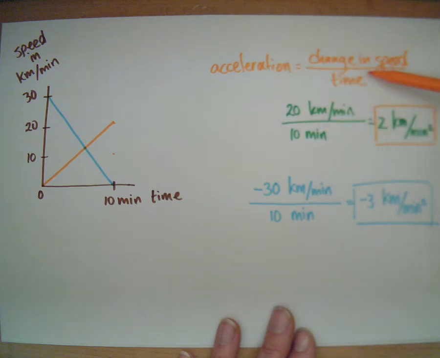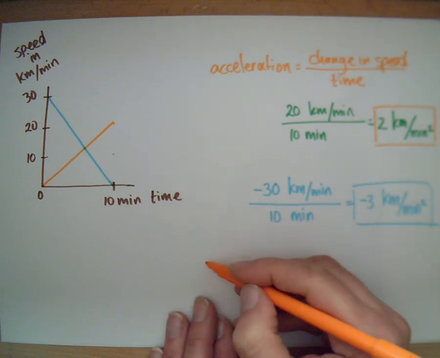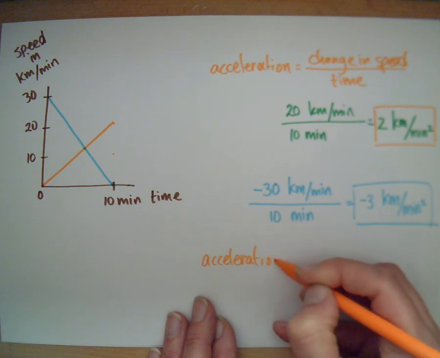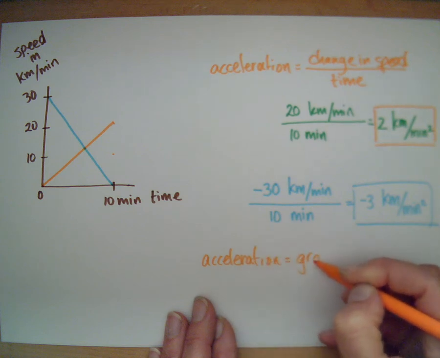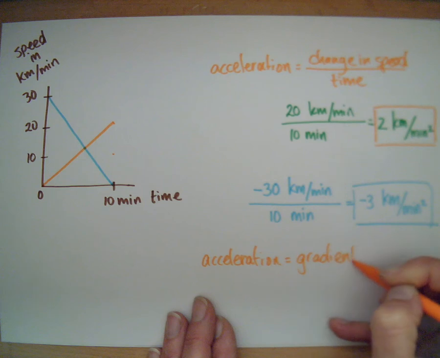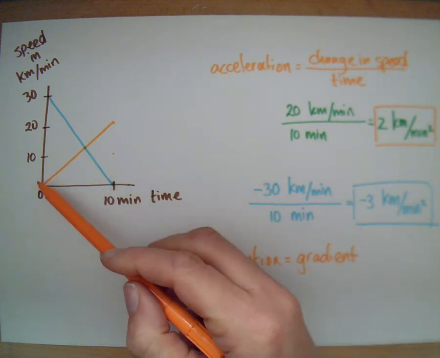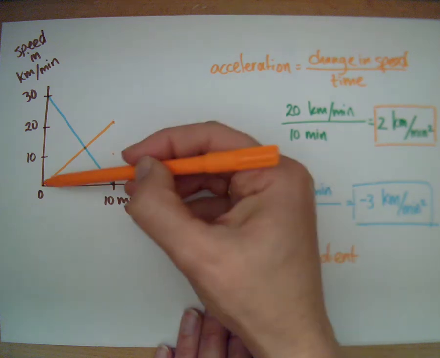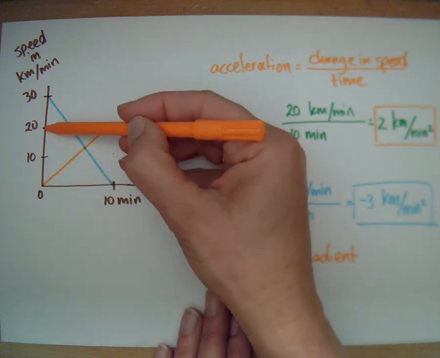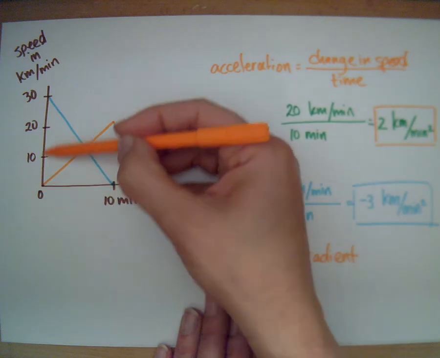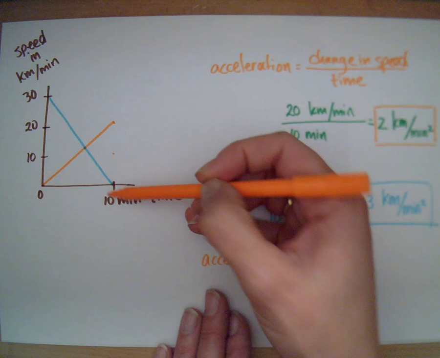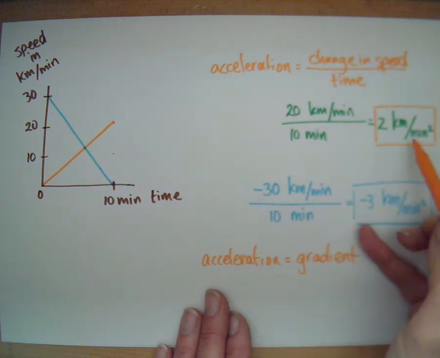Instead of defining it by change in speed over change in time, you could just say acceleration is equal to the gradient. If I were to ask you what is the gradient of this orange line, you would say, well, it's the change in y over the change in x. Change in y is 20, change in x is 10, 20 divided by 10.